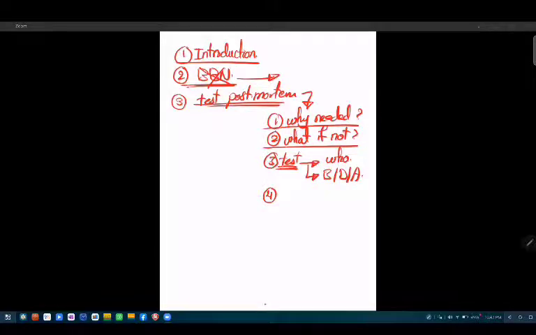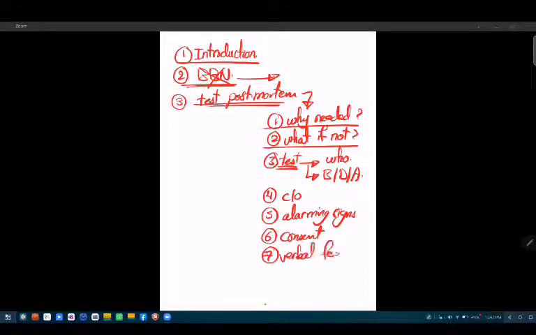Then comes the possible complications. Then comes alarming signs, if applicable. Here it's not, of course, because she has passed away. And lastly, we have the consent. And if you want to be even more professional, let's get a verbal feedback. This is for whatever kind of test that you have.